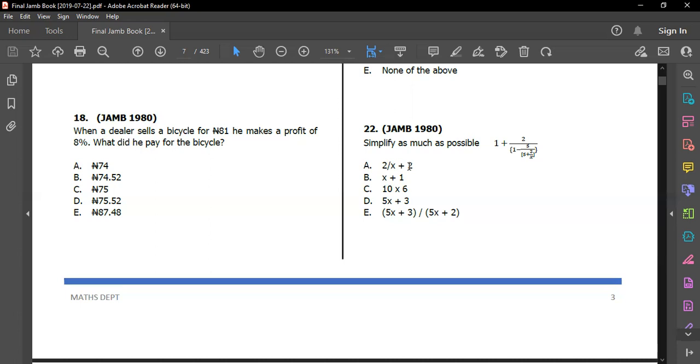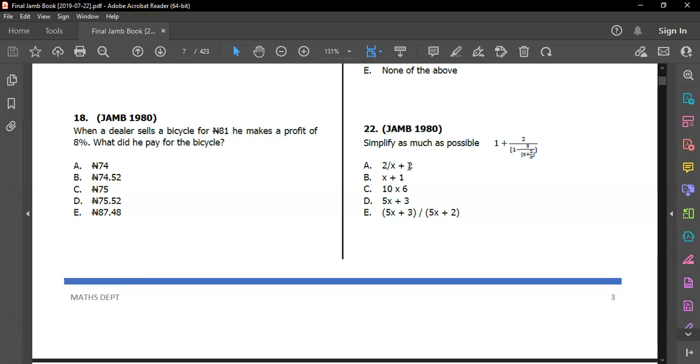Now, we replace this new answer with everything inside that circle. So you're now going to have 1 plus 2 all over 5x plus 2. Let me check. I think 2 over 5x plus 2, that's what we have. So this one now, we'll solve all of this.